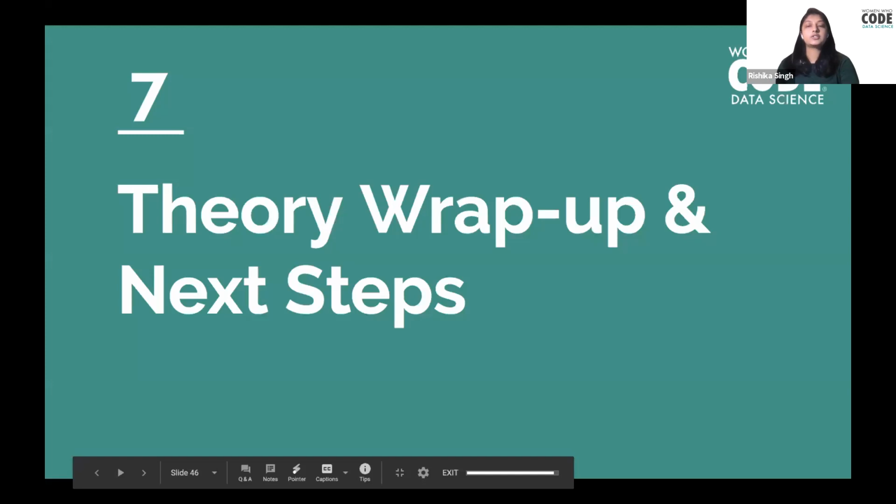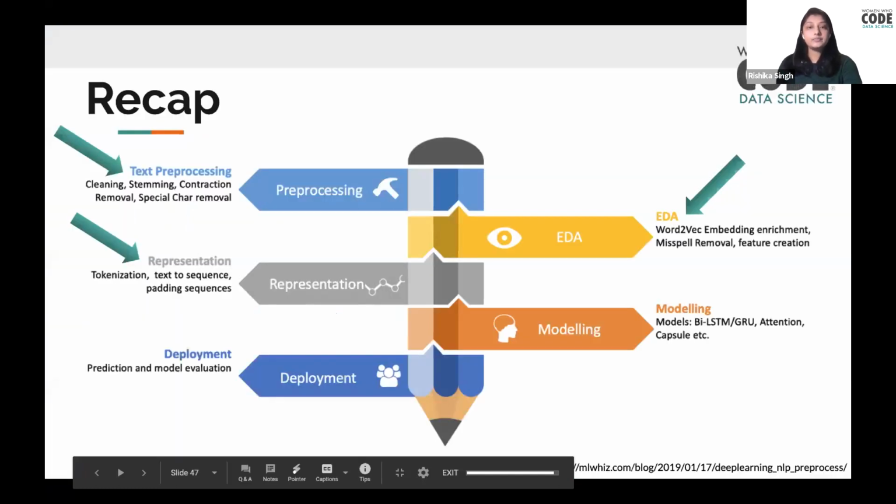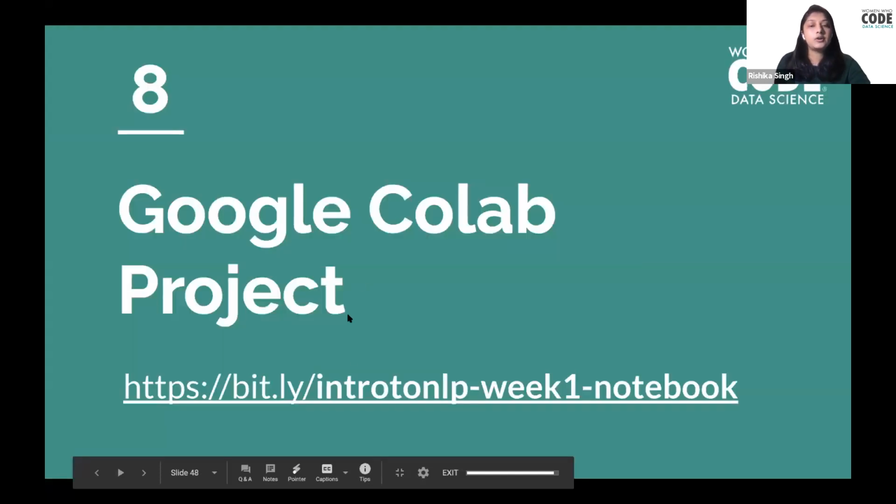So now that we have finished the theory portion, the next portion is the implementation part, where we'll be diving into a Google Colab notebook and going through the exploratory data analysis and the pre-processing that I just went over, but we'll actually be doing it hands-on. Just before that, I want to do a quick recap of what we went over. Going back to the same workflow, we will be going over pre-processing and EDA, and further sections of the series will be going into representation, modeling, deployment, and further on. And this is the Google Colab project, and this is the link to this project.